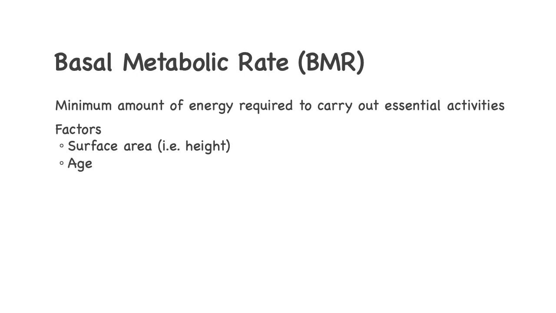Age also influences metabolic rate. As an individual ages, the amount of muscle decreases. Muscle atrophy occurs. Muscle has a higher metabolic rate compared to adipose tissue.